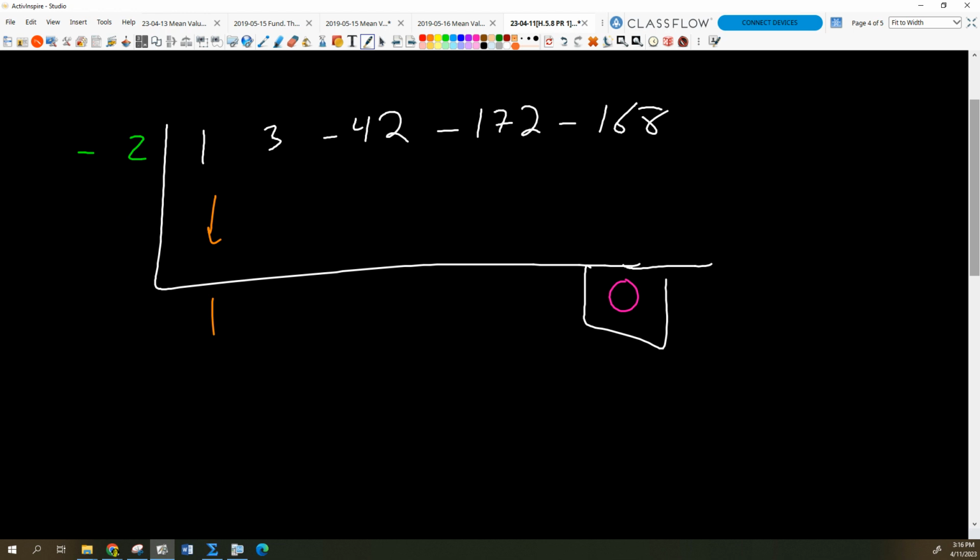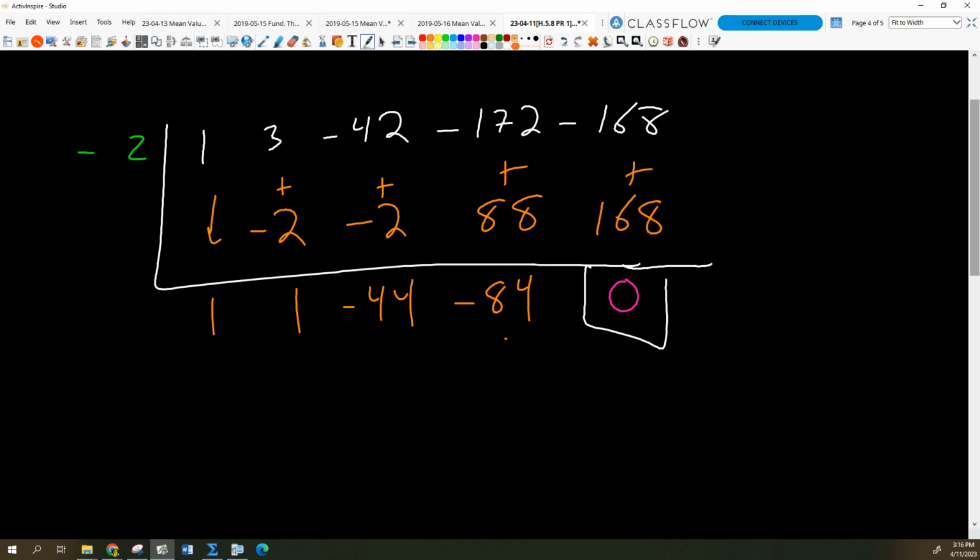I bring the 1 down. 1 times negative 2 is negative 2, plus 3 is 1. Times negative 2 is negative 2, plus negative 42 is negative 44. Good. Times negative 2 is positive 88. I add those up and I get, what do I get? No, 84. Yep. So I get negative 84. Negative 84 times negative 2 is positive 168. So they add to 0. Huh. How about that?